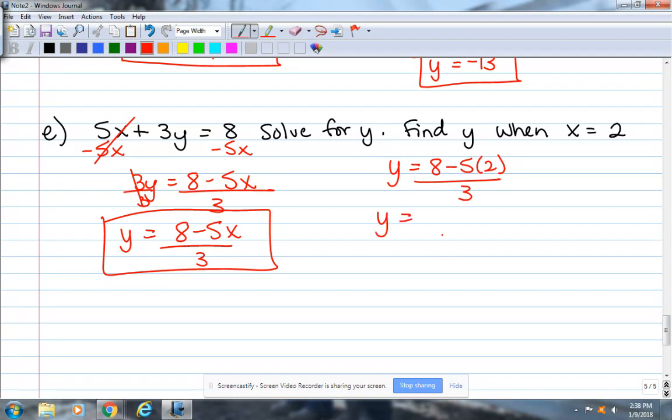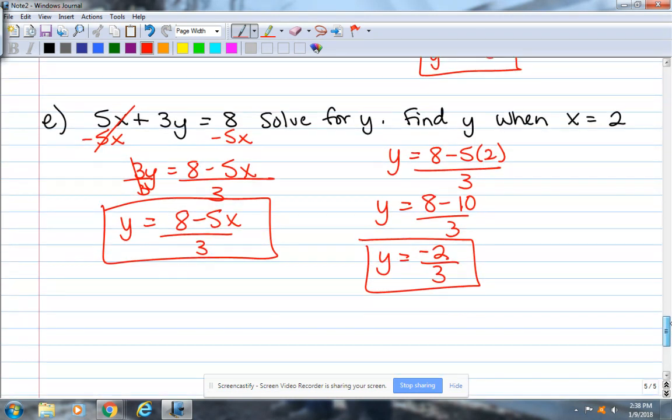And what's negative 5 times 2? Negative 10. Oh, sorry, I need to put 8 minus 10, divided by 3. And what is 8 minus 10? Negative 2. And negative 2 divided by 3 is just negative 2/3, right? It won't simplify. Let me see if I need to do one more. I think I'm good. All right, so that is the end of the lesson for today.